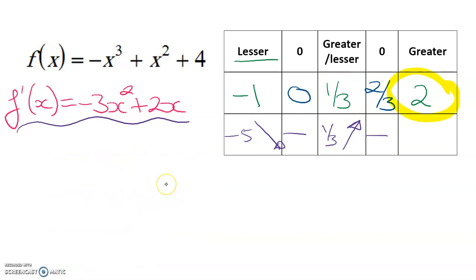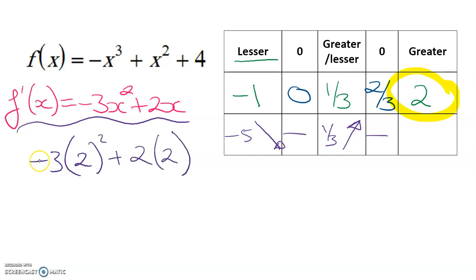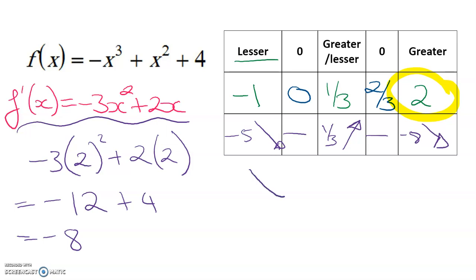And lastly, I substitute the 2 in. That's negative 3 times 2 squared plus 2 times 2. It's negative 12 plus 4, which equals negative 8. And that is a negative slope. So that tells us that it looks something like this. We don't know these points, but we can substitute our x values in to find the corresponding y values, and we must do that for our stationary points anyhow, because that is what the question is asking for.